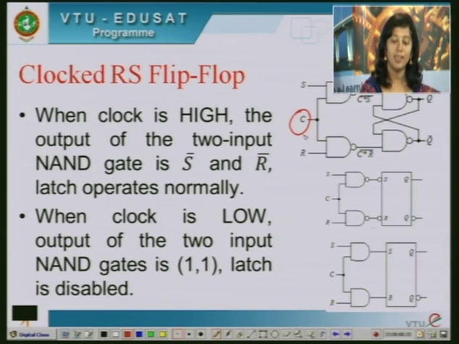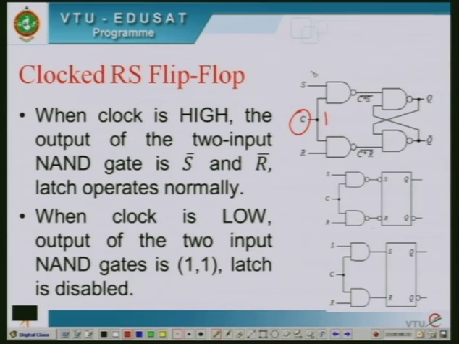So, what happens when there is a clock? Whenever the clock is high, the output of this gate is enabled to take whatever is S. So, I will get clock into S bar as the output of this gate, and clock into R bar as the output of this gate. So, only a high value for C enables these two NAND gates.